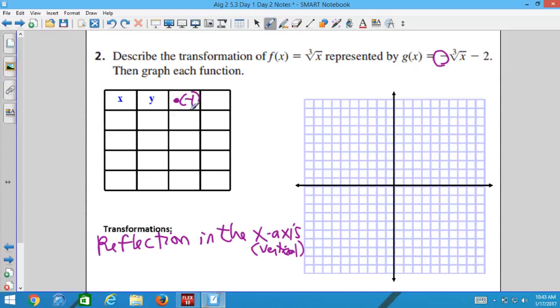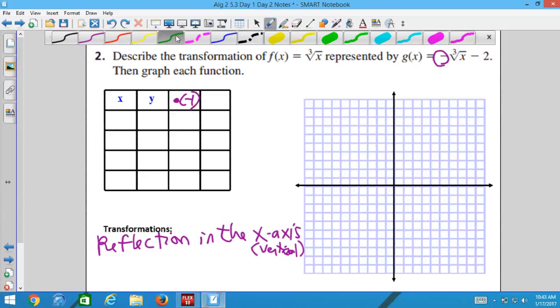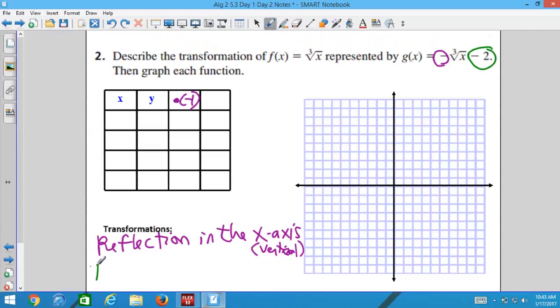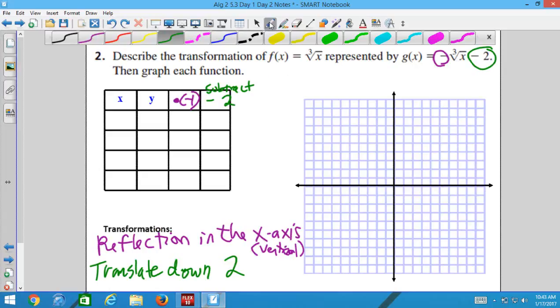There is another. Translate down. All right, the -2 is translate down 2. So that would also affect the y value. So I would subtract 2. So subtraction sign. Now, why did I do the multiplication and then the subtraction? Why didn't I do subtraction first? Order of operations. Right. You have to do order of operations. So that's why we're doing it in that order.